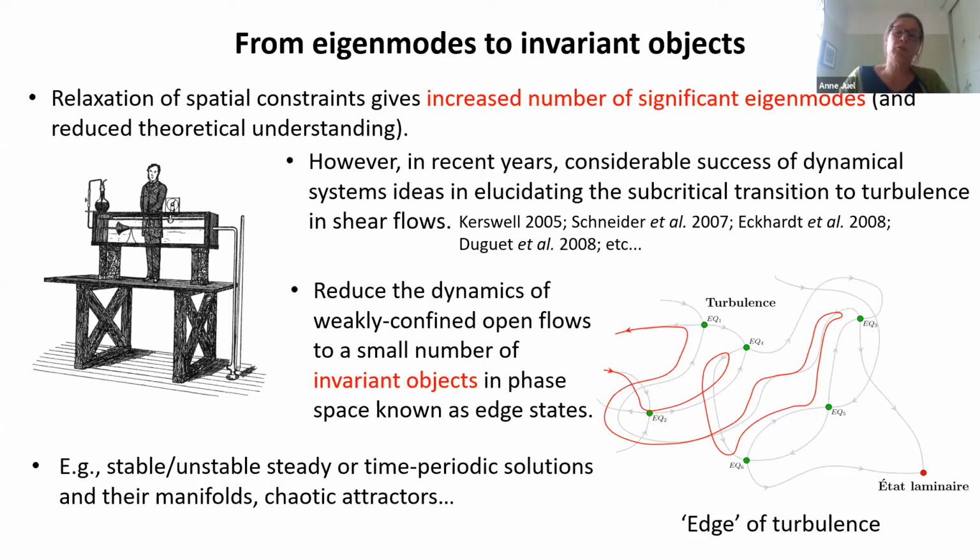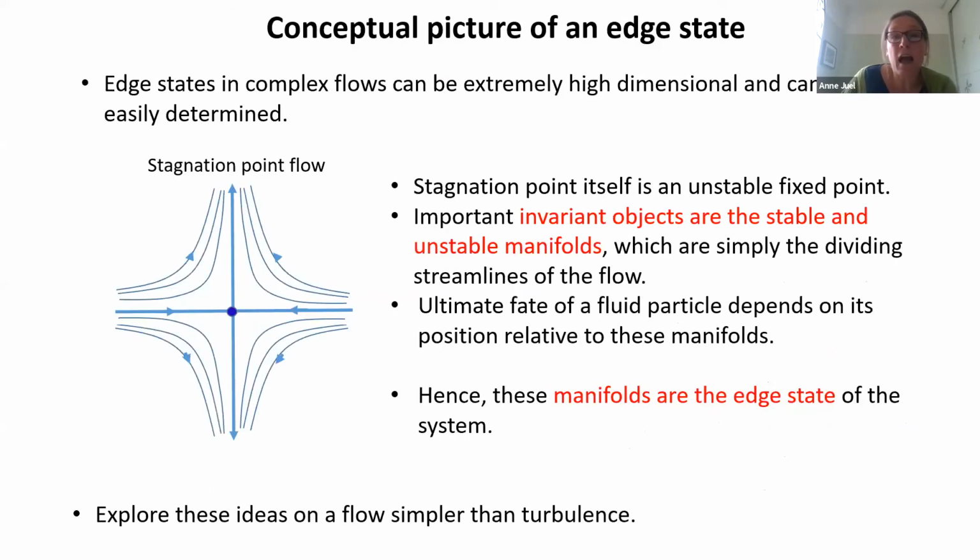Okay, so these ideas are fairly complex, and actually the edge states are typically not easily determined because they tend to be extremely high dimensional in complex flows. So I find a useful conceptual picture of an edge state. You could think of a stagnation point flow, or equivalently in dynamical systems parlance, you could talk about a saddle point. So the stagnation point itself is an unstable fixed point, and then the important invariant objects here are the stable and unstable manifolds.